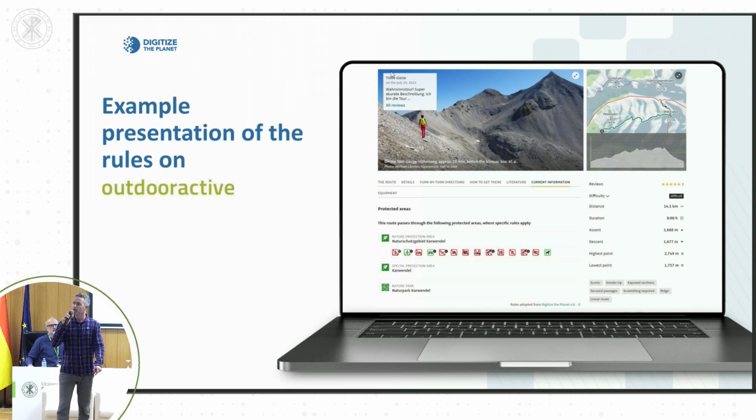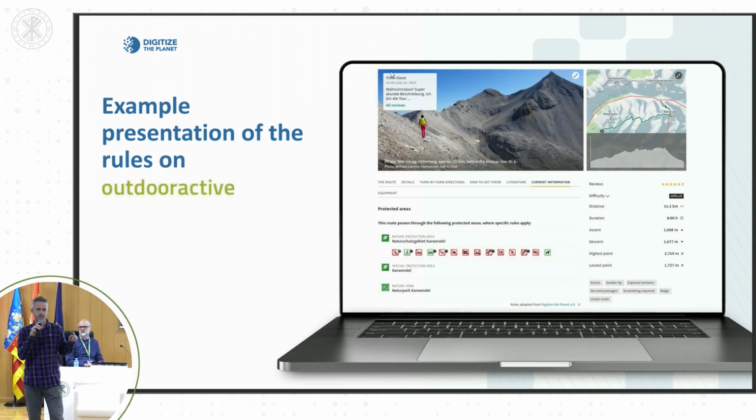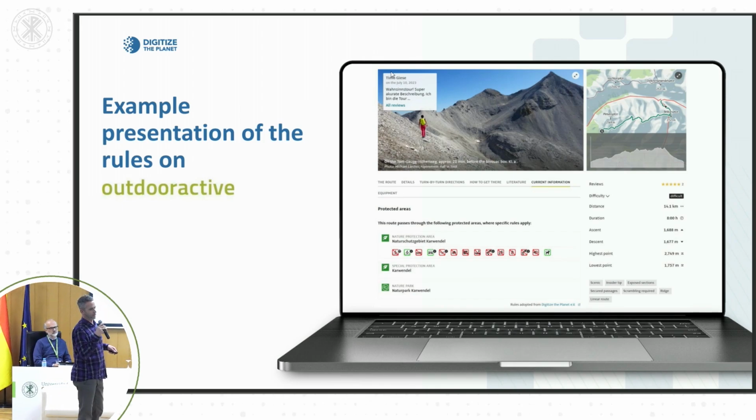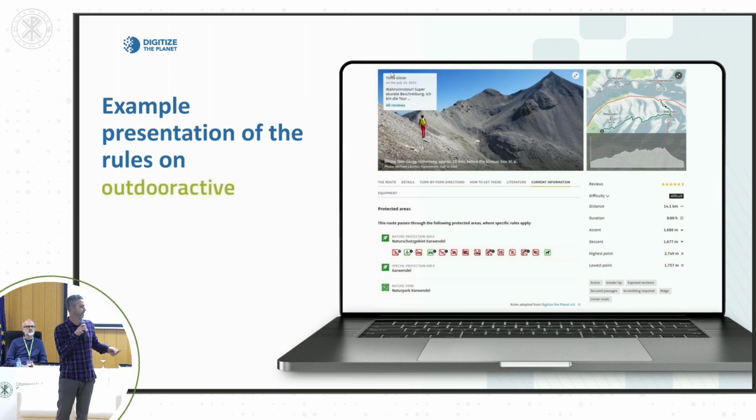Okay. So, and now you see an example. This is Outdoor Active. This is one of the largest platforms in Europe, and they are already partner of Digitize the Planet, and they are using our data. And you see this green and red icons. So this is really the information we are bringing into the outdoor platforms. And yes, we have to collect much more of these platforms.